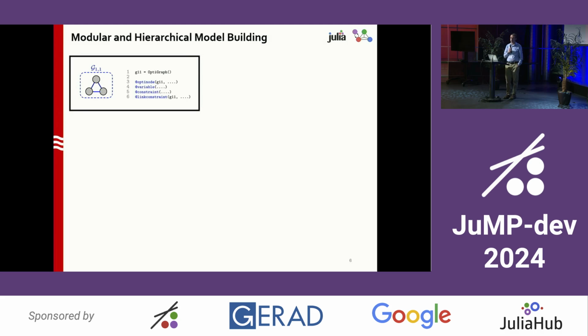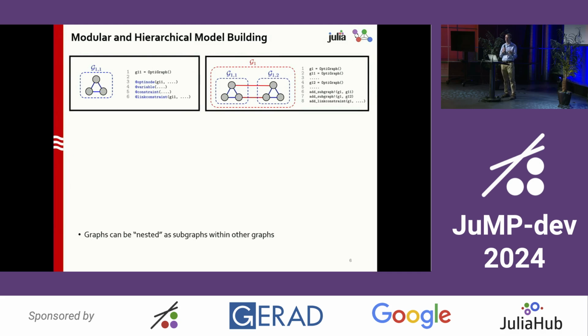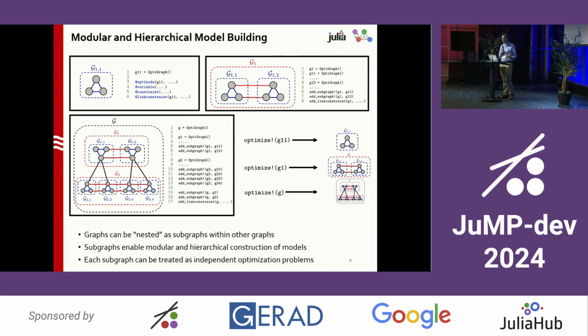One of the other useful things about Plasmo is it supports hierarchical or modular model building. This is actually similar to the blocks that Bethany just talked about earlier, in that you can build a single graph, shown here by this blue G11, and then you can add that graph to a higher level OptiGraph, represented by this red box. And each of these subgraphs can then be optimized independently, and that will be useful for some of the decomposition schemes I'll talk about. And there's really not a limit to how many nested subproblems you can have within a graph. And so you can create these hierarchical or multi-scale structures fairly readily within Plasmo.